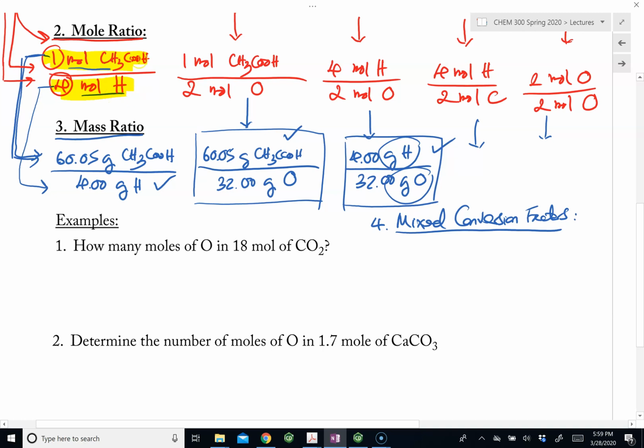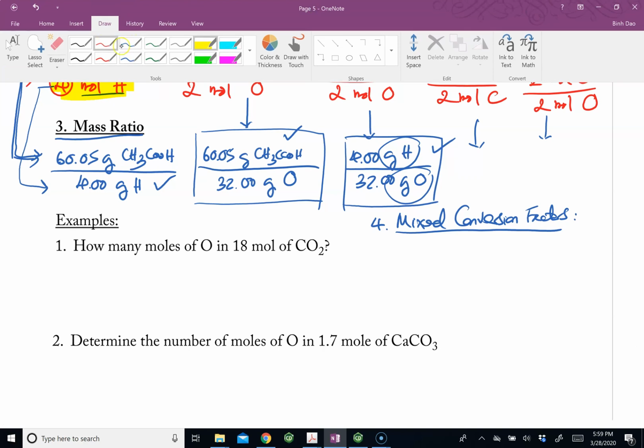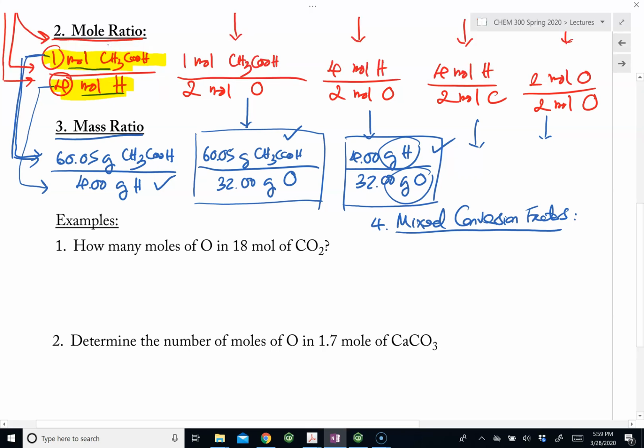So now we have mole of acetic acid over gram of hydrogen. So this will be a mixed conversion factor because it involves the unit mole of one substance and mass of another substance, which is as follows. So in this case, we can keep the mole the same, 1 mole of acetic acid.